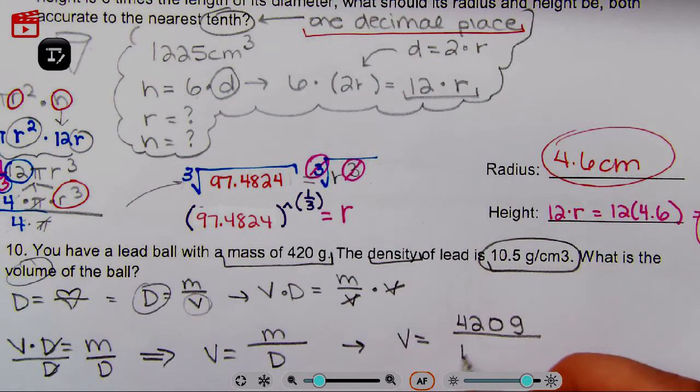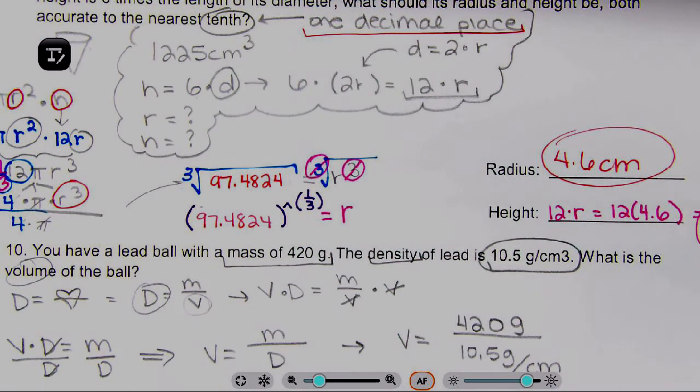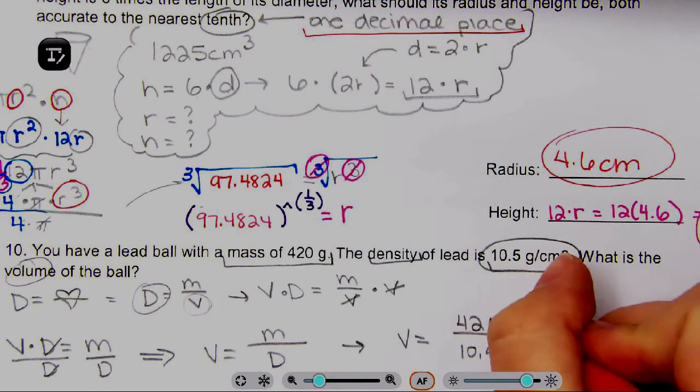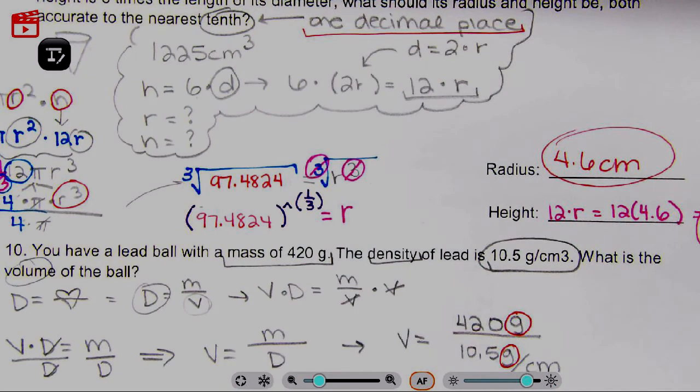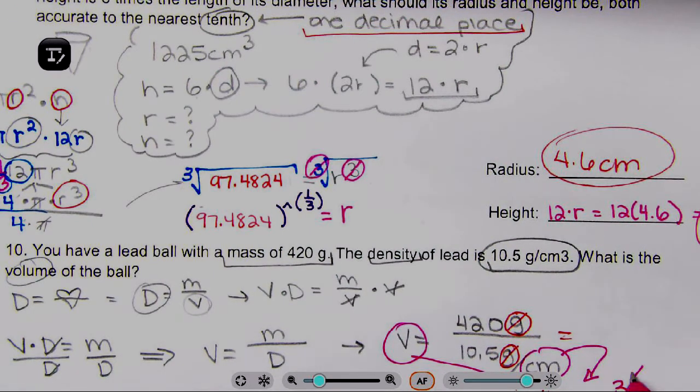So what I have here is volume is equal to my mass, 420 grams, over my density, 10.5 grams per centimeter. And again, I'm doing this on purpose. For my units, you need to make sure your units match. Notice they have a G on top and a G on the bottom, so your G's go out. So I have 420 divided by 10.5, and that gives me 40. The units that are left over are the units for your answer, which are centimeters. And what are we solving for? We're solving for volume. Volume is cubed.